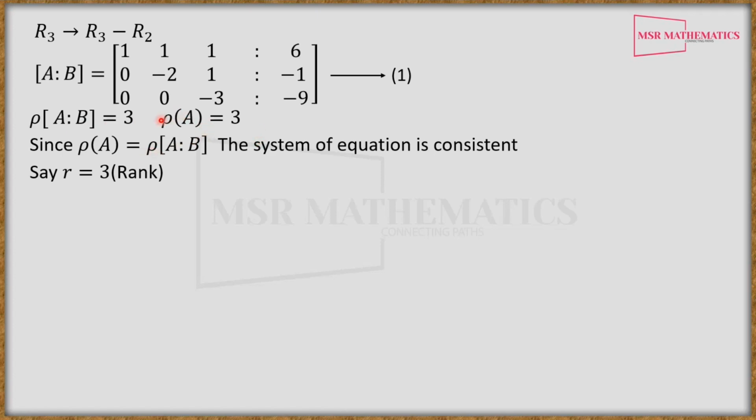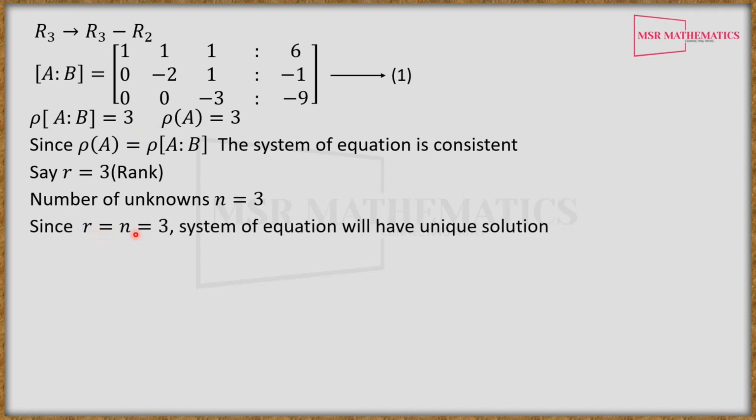We can take this 3 value as our r. Here rank is nothing but r. The number of unknowns, that is n, is equal to 3, because we have to find the values of x, y, z. So we have 3 unknowns in the given matrix. So the number of unknowns n is 3, and r, the rank of the augmented matrix, is also 3. Since r is equal to n, equal to 3, the number of unknowns is 3 and the rank value is also 3, therefore the system of equations will have a unique solution.